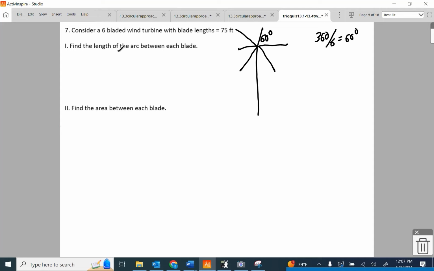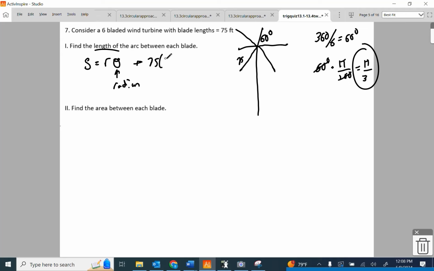All right. Find the length of the arc between each blade. Arc length is the radius times theta, but theta must be in radians. So I'm going to take my 60-degree angle and multiply it by pi over 180. And I know that 60 and 180 become 3. 60 enters 180 3 times, pi over 3. The blades were 75 foot long, so 75 times pi over 3, which is literally 25 pi foot. That's the distance between these blades traveling the path of a circle.